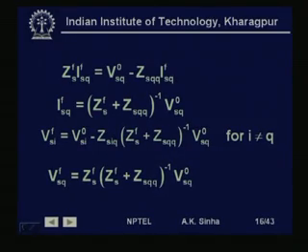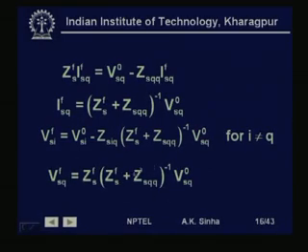Once we have got this I_F value, then we can calculate the V value for any bus. So, V_F^S_I is equal to V_0^S_I minus Z^S_IQ into this I_F^S_Q. So, I_F^S_Q we are substituting here. So, for I not equal to Q, this is the relationship that we have got. For I equal to Q, that is the post-fault voltage at bus Q, it is given by V_F^S_Q equal to Z_F^S, this term, into I_F^S_Q. So, I_F^S_Q we have substituted here.